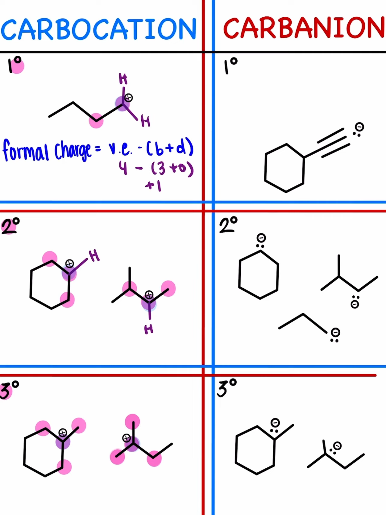Now let's go to carbanions. And actually, I forgot to move this up. So for carbanions, you have the opposite effect. So the formal charge is going to be a negative 1, not a positive 1. So what does that mean?